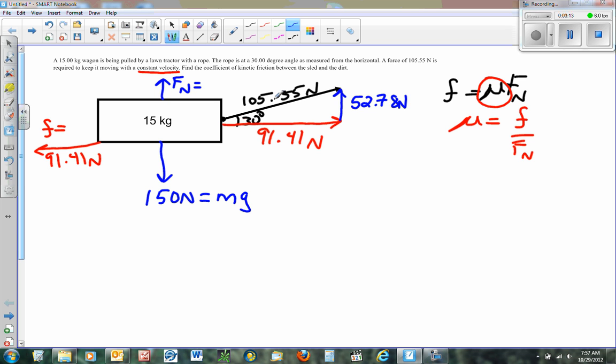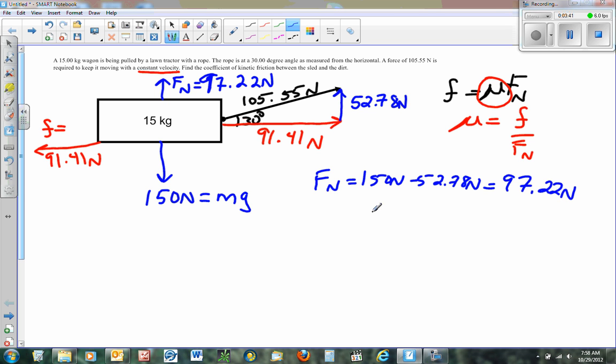So to find the normal force, it'd be 150 minus 52.78, and I'm going to get a normal force of 97.22 newtons. If I just write that down as an equation, normal force is going to be 150 newtons minus 52.78 newtons, and that's going to equal 97.22 newtons.